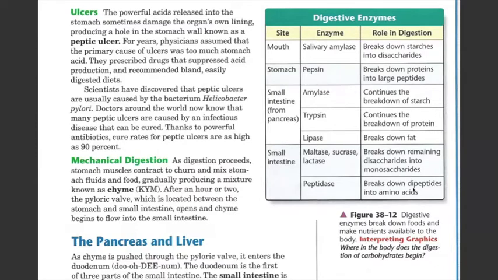And then peptidase breaks down dipeptides into amino acids. So that's the final step. Your stomach breaks down big proteins into smaller proteins, and then your small intestine breaks those small proteins into the amino acids. Bio 1, remember? All right, going back to the reading. Back into your stomach.